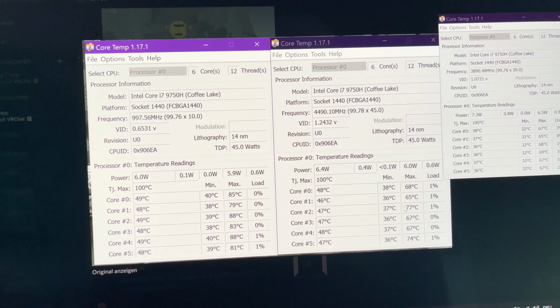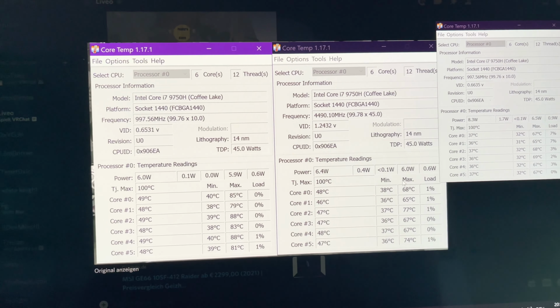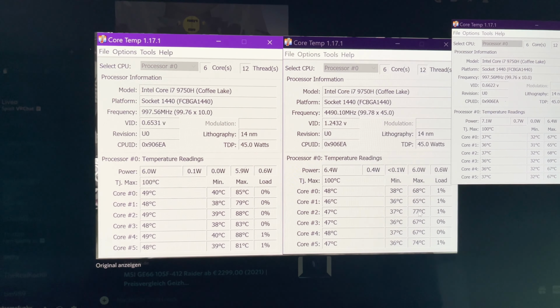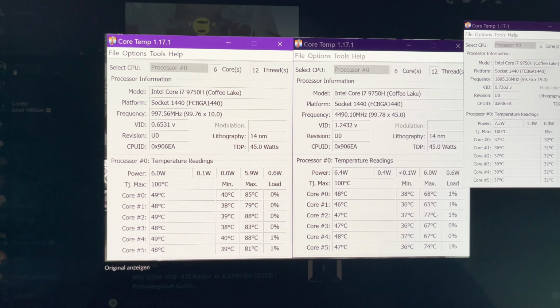And then we have the liquid metal application. As you can see here, the temperatures are also really spread. We have 77 degrees here and 65 degrees here, so basically 12 degrees Celsius between the cores.